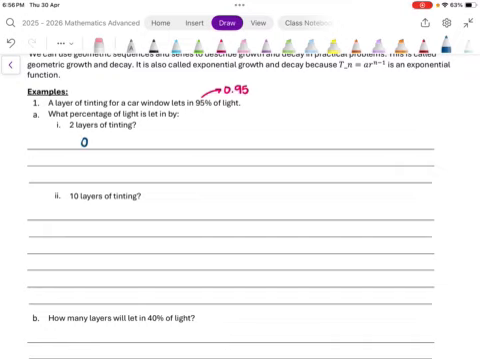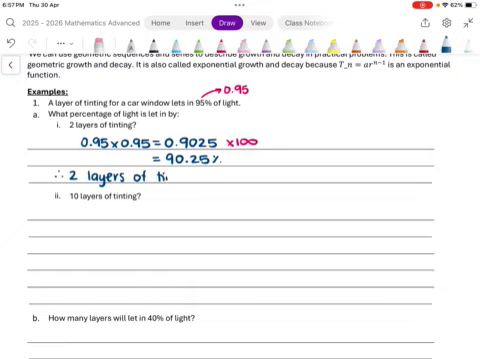So we'll have 0.95 times 0.95, or 0.95 squared, is equal to 0.9025. Now we just want to multiply this by 100 to get it back as a percentage, and it's 90.25%. So therefore, this means that 2 layers of tinting lets in 90.25%. Now, to work out 10 layers of tinting, it's a little bit trickier.